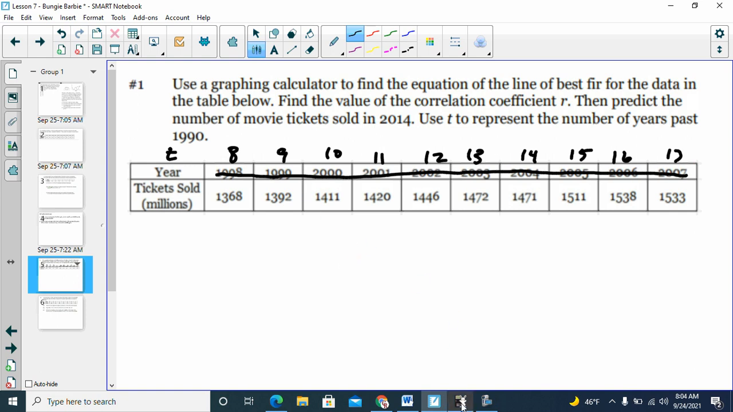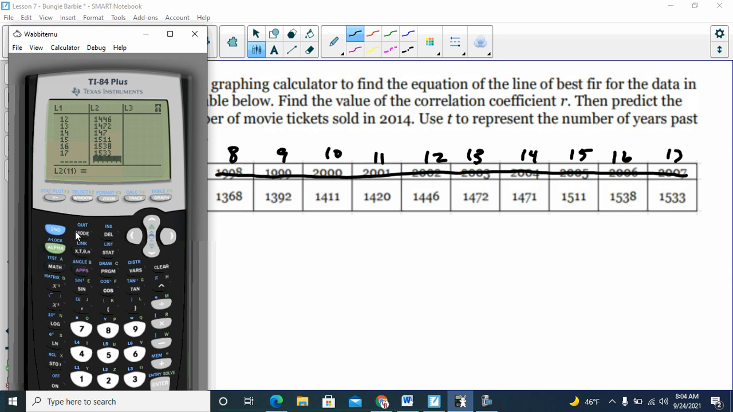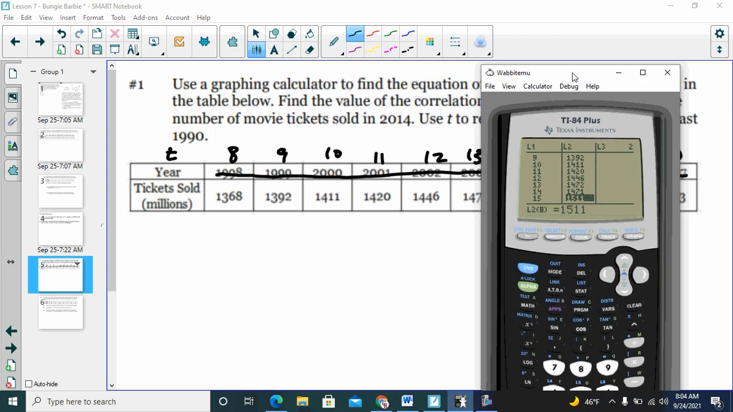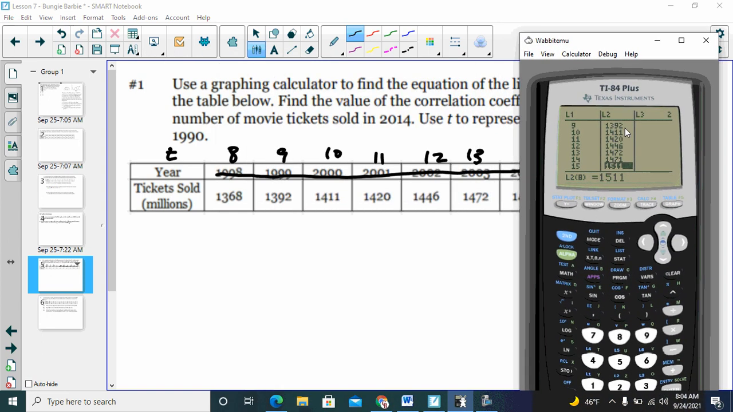So to enter your data into your calculator, you want to go to Stat, which is on the right here, Statistics, go to number 1, Edit. And I have entered my data here already because nobody wants to see me do that, although that's a typo. What's that one? 1471. So you would enter all of your data. Notice I have my X's, my T values under list 1. I have the number of tickets sold measured in millions under list 2.